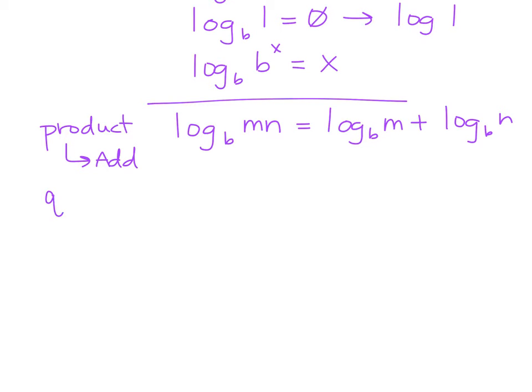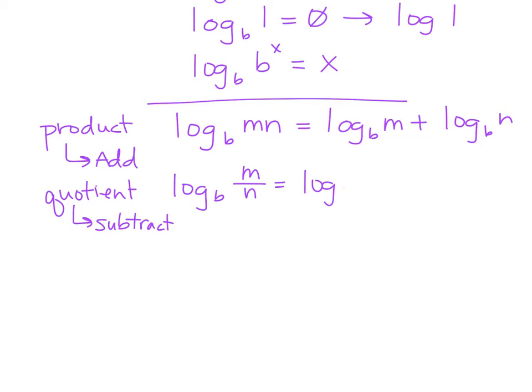What if it's a quotient instead? What's quotient again? Division. So if I say log base B of m divided by n, what did we do with exponents when we divide? We subtract. So that's what you're going to do. You're going to subtract. So this will be log base B of m minus log base B of n. Make sure you just keep them in the right order. M over n means m minus n. You can't flip that.